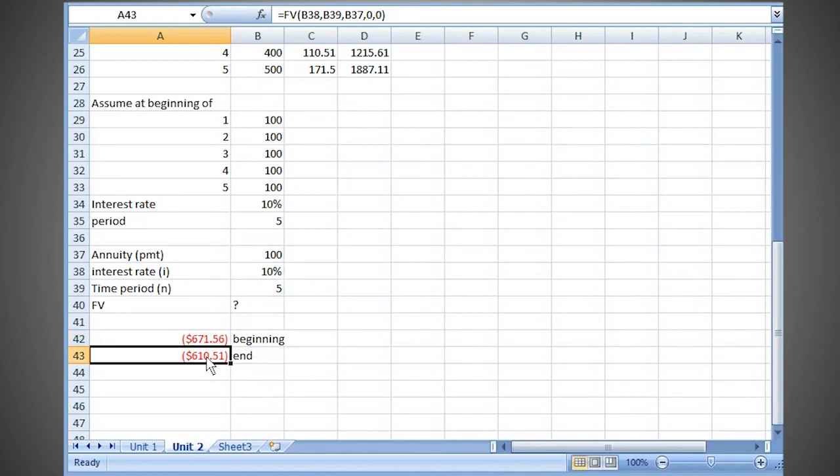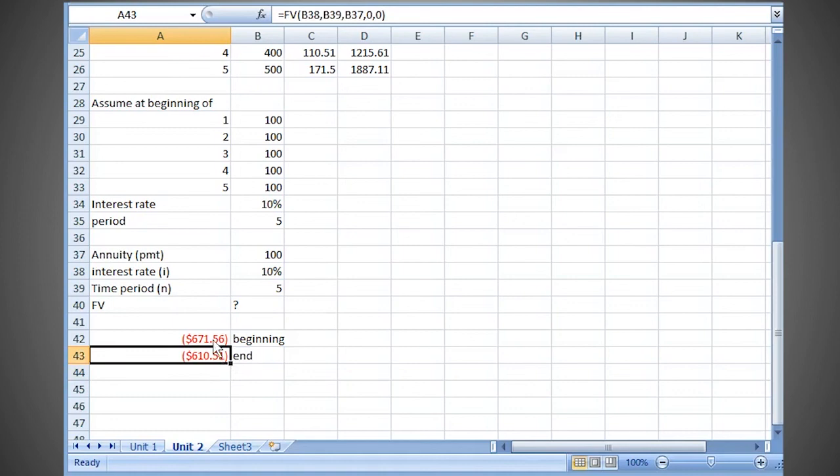Now if we do it at the end of the year, the result would be different because the interest accumulated would be minus the first year. So the formula is future value bracket, then we have interest rate, time period, annuity, PV is 0, so we put a 0, and since it's at the end of the year, we put a 0. So the amount comes to 610.51.